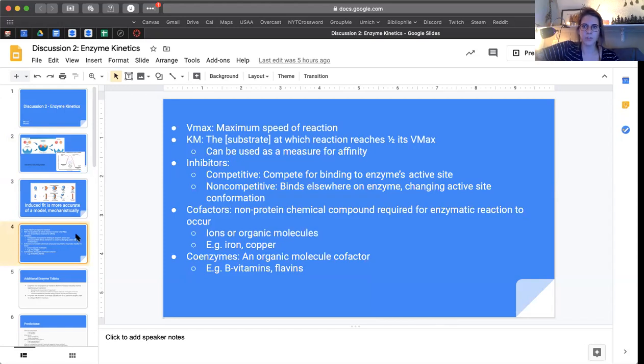Okay, so some key terms for doing the worksheet and just for learning about enzymes in general. So Vmax is a really important thing to know. It's the maximum speed of the reaction.